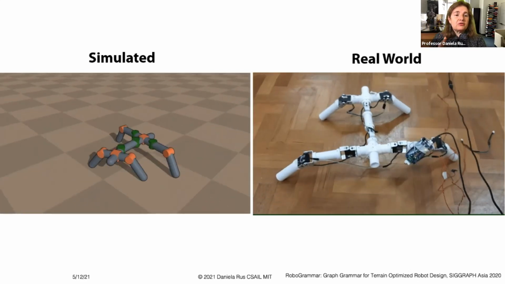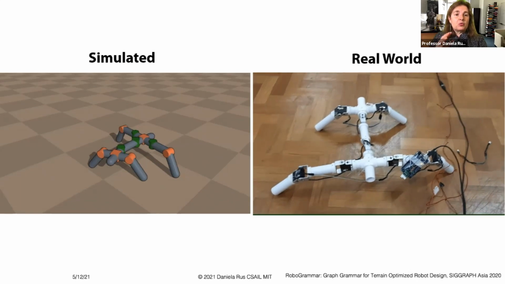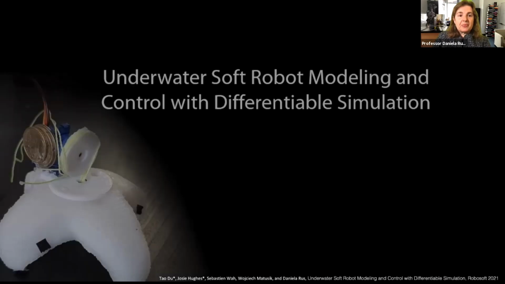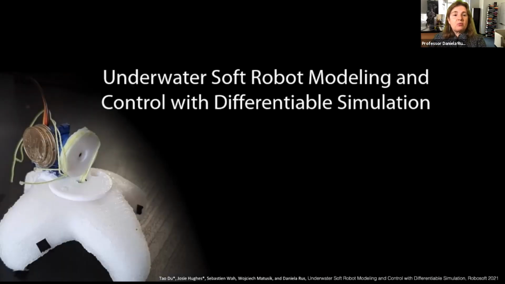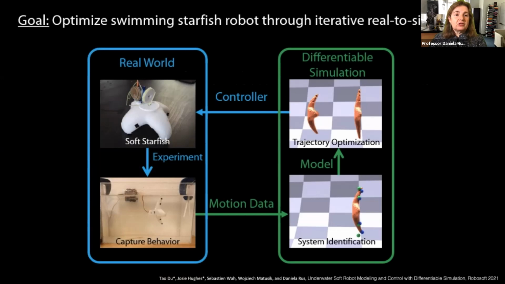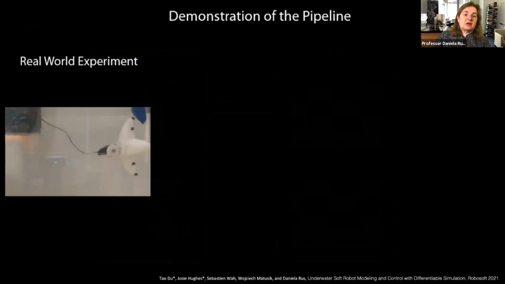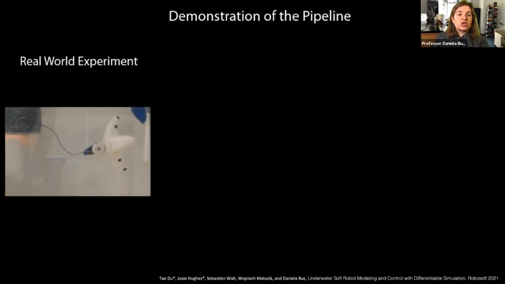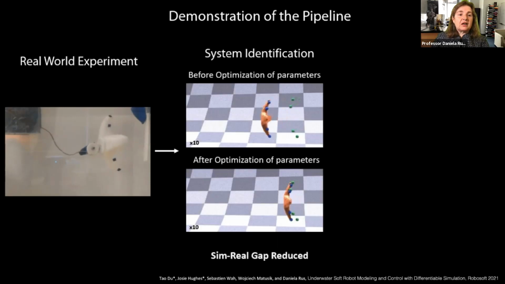And once we finalize our design, we can then transfer it to fabrication. We can then create a physical embodiment of the simulated prototype. We can do this for hard-bodied robots. We can also do this for soft robots. And in this video, you see the grammar-based and optimization-based approach for creating a soft starfish robot.